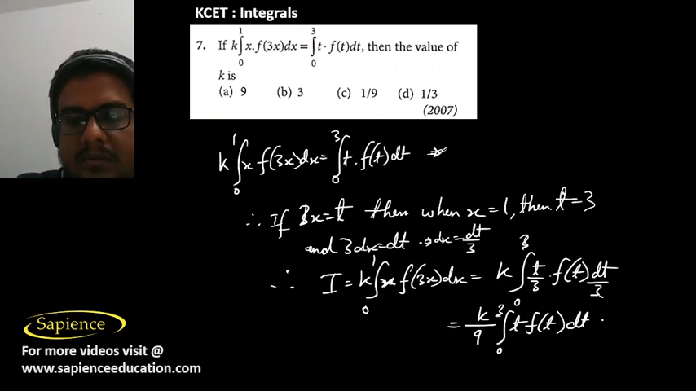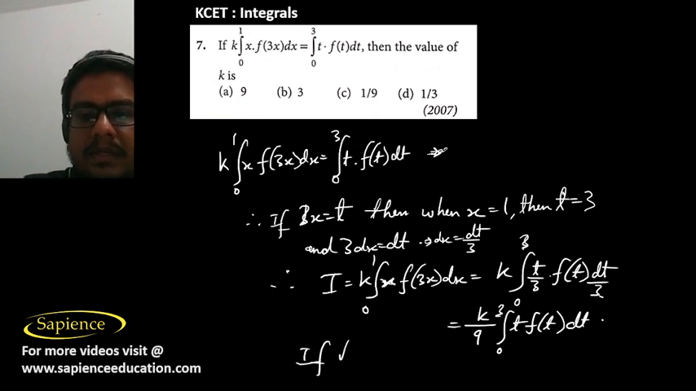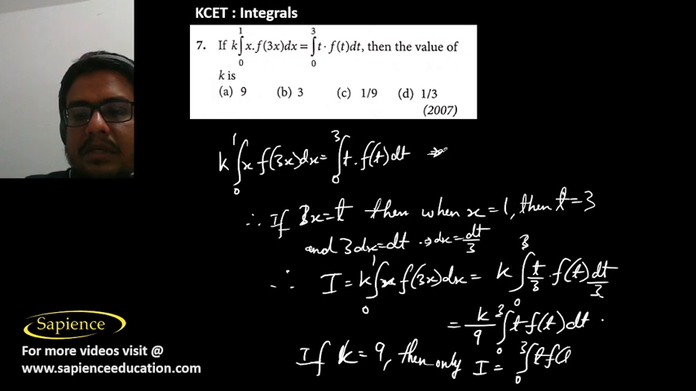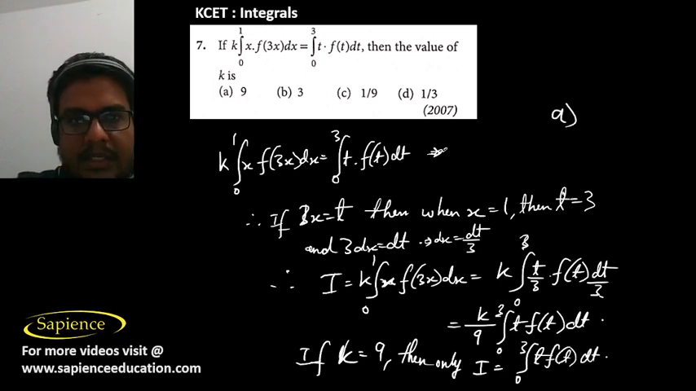So if k is equal to 9, then only we can say this integral I will be equal to integral 0 to 3 t f of t dt also. So it means that k should be 9. So option A is the correct answer.